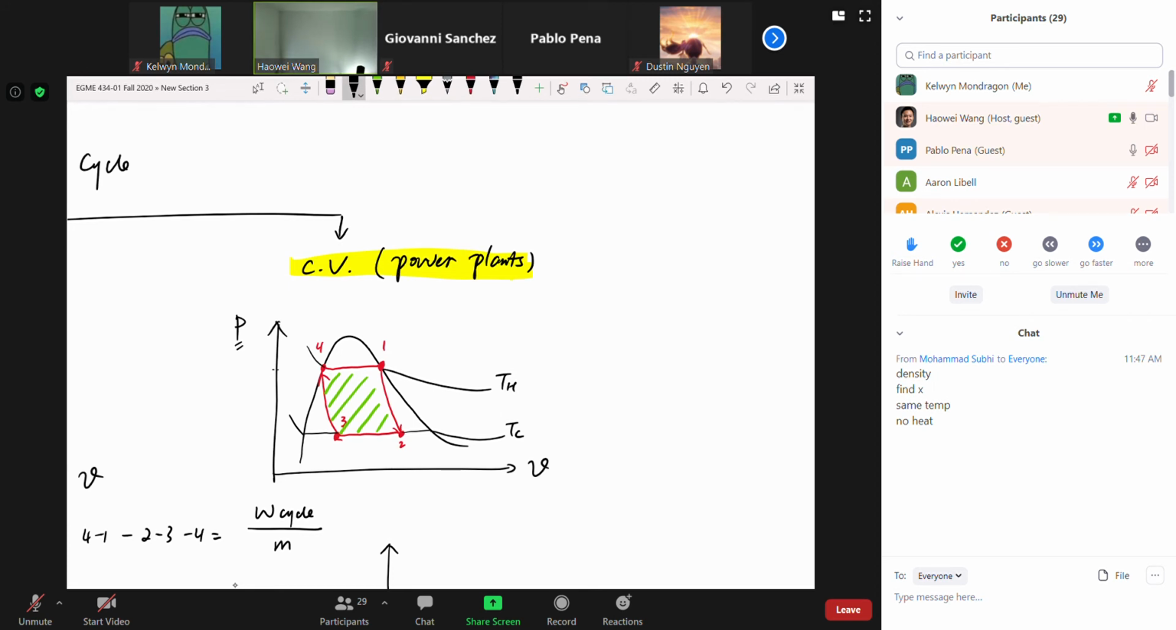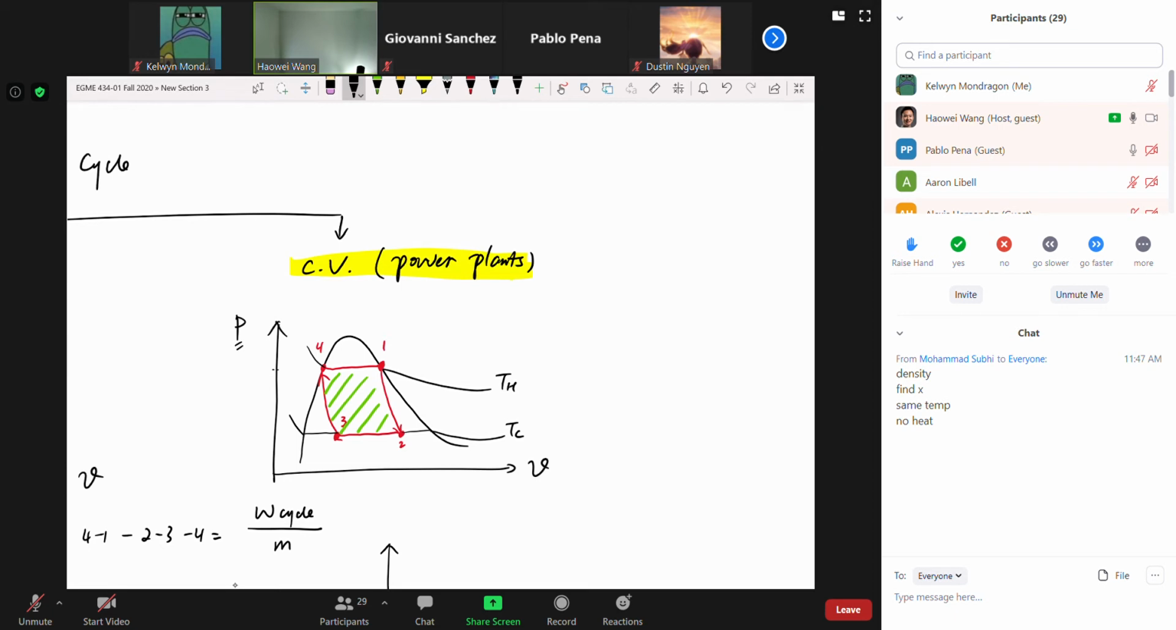Like you just said, 4 to 1 is also on the TH line, meaning they have the same temperature. And 2 to 3, they're both on the TC line, meaning they have the same temperature. So for point 4 and point 1, not only do they have the same temperature, but also the same pressure. Isn't that interesting? Any other questions?